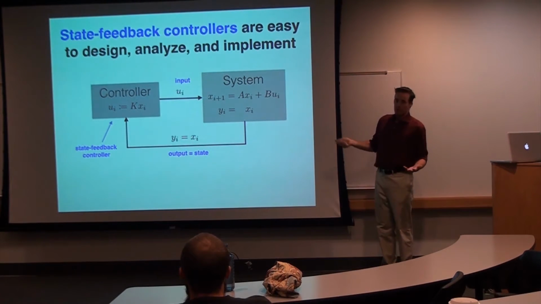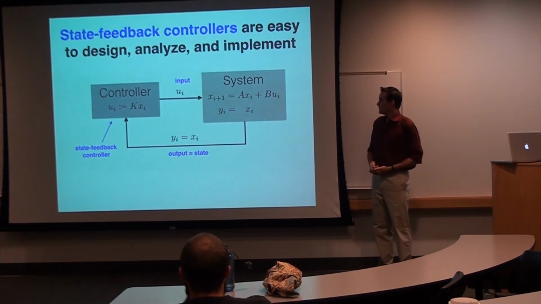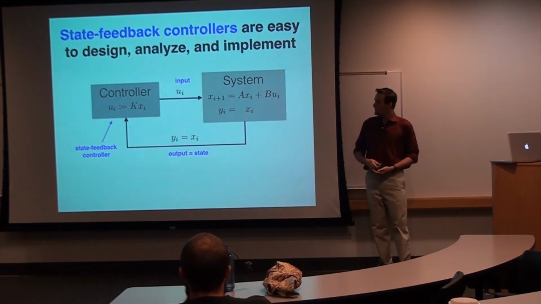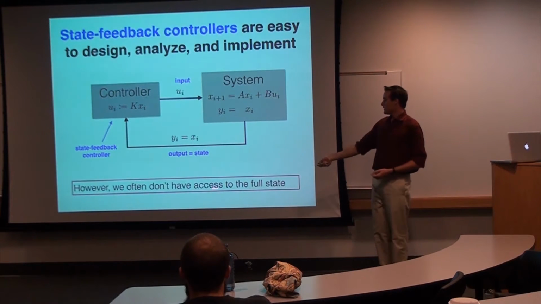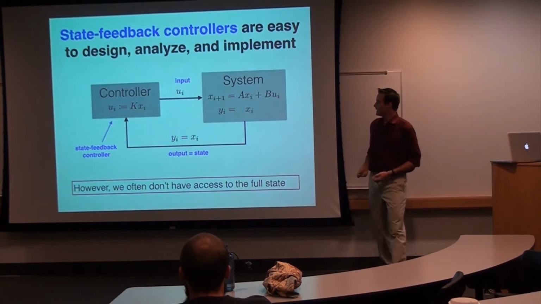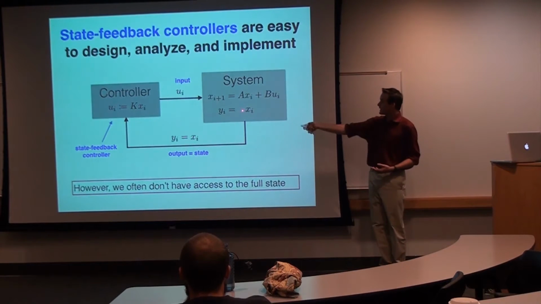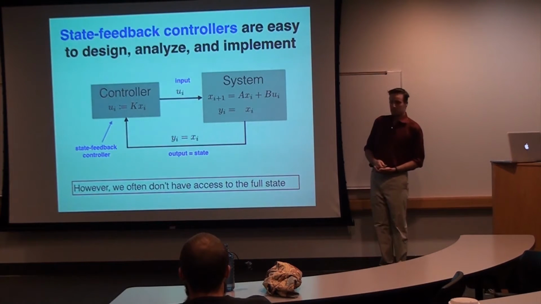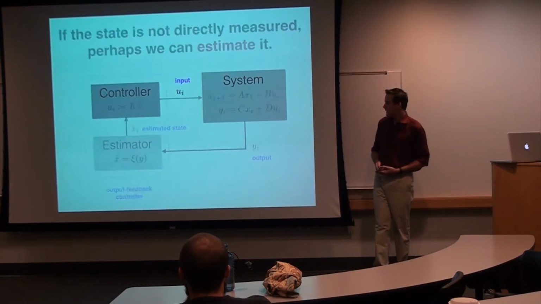And this is just a graphical way of looking at a handful of equations in a dynamical system. Okay, so often you don't get the entire state to look at. You're actually stuck with Cx plus Du or something. And so the question is, what should you do then?